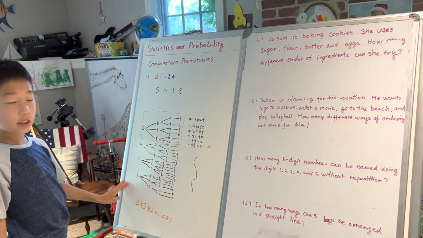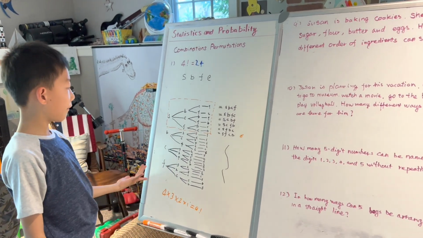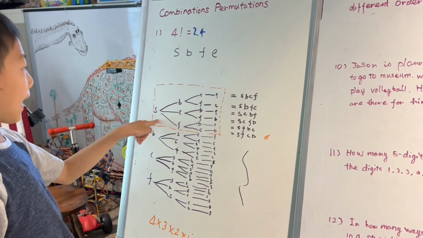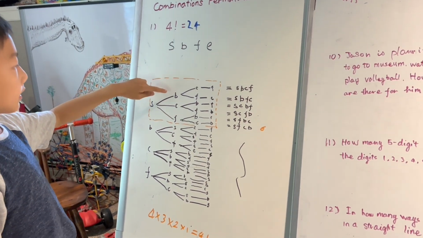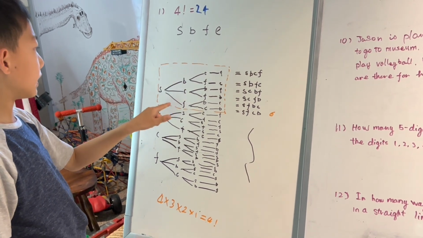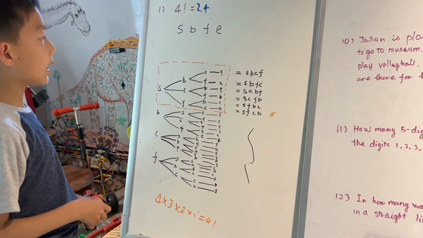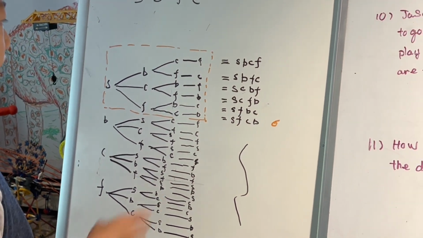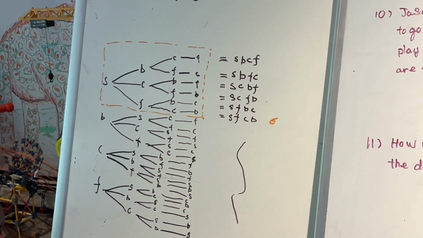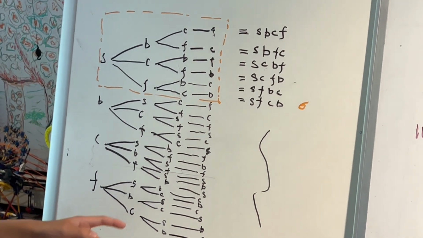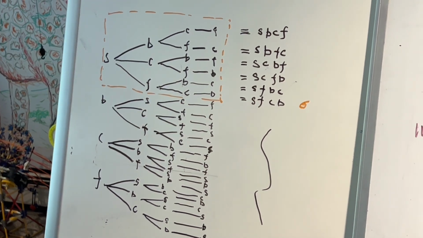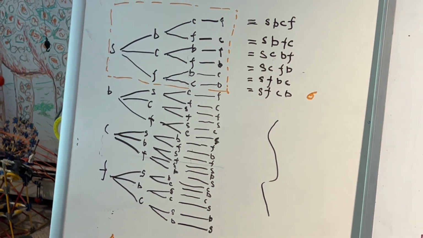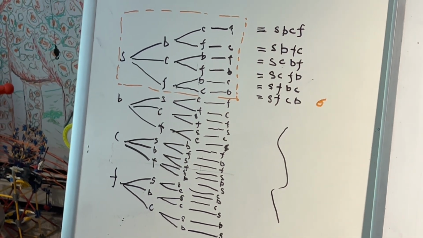So S, B, C, F. If you get S, then the next one could be B, C, or F. If you chose B, it could go C, F, and C or F, and then F or C. But if you chose C to go first after S, then that would be B, F, and then it would go either to F. If you chose F to go first, then B would come next.